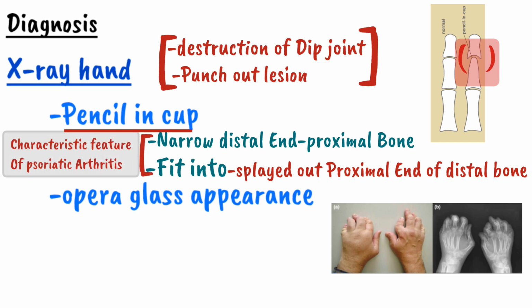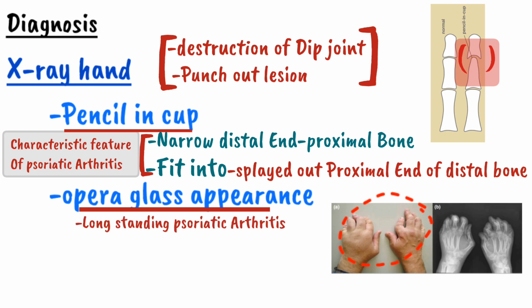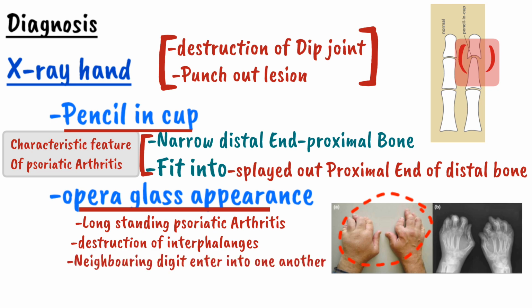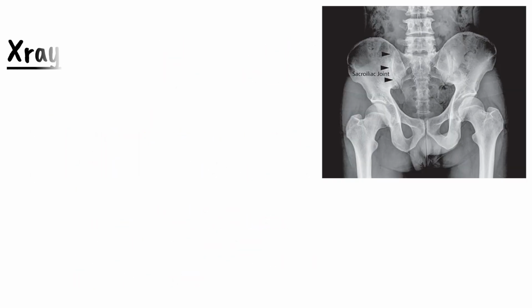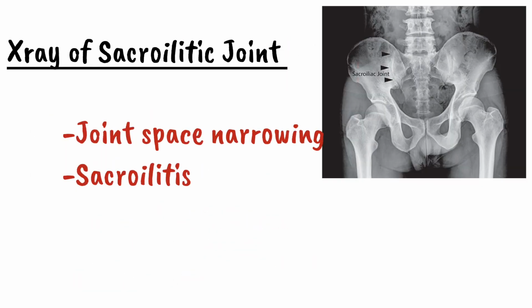Apart from pencil-in-cup appearance, the hand also shows an opera glass appearance. So what happens in opera glass appearance? As a result of long-standing psoriatic arthritis, there will be destruction of the interphalangeal joints. Due to destruction of the interphalanges, the neighboring digits will telescope into one another and the skin will fold around it. So it will give an appearance of a telescope, called an opera glass hand. You can see the opera glass hand in this image produced due to long-standing psoriatic arthritis. In the X-ray of the sacroiliac joint, there will be joint space narrowing leading to sacroiliitis.